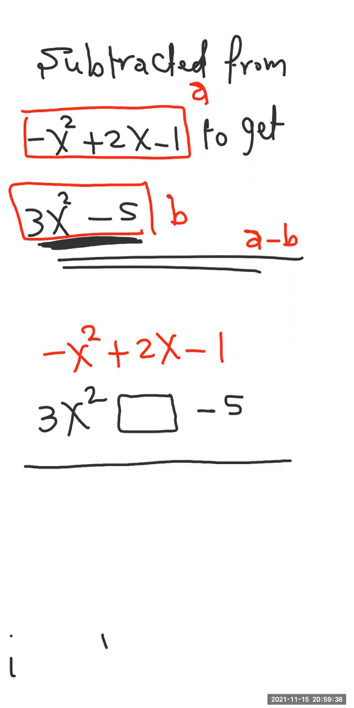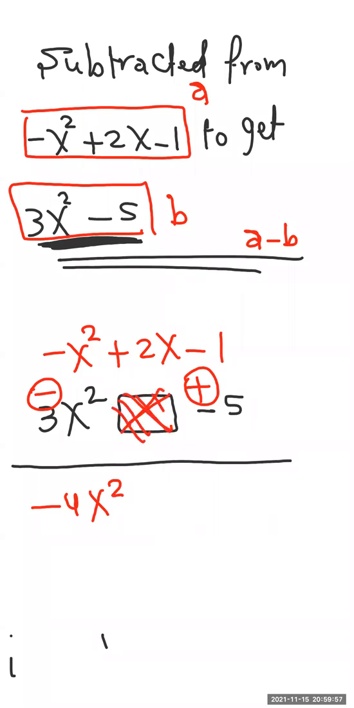Then the same procedures as before. Change the sign, negative, positive. Now, negative x squared minus 3x squared will be negative 4x squared. 2x, and here nothing, so it will be plus 2x. Then negative 1 minus 5 is negative 6, plus 4. That's it.